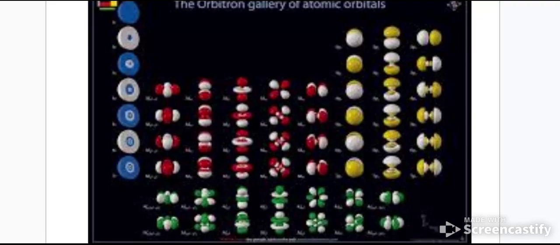Okay? You can see the D's getting pretty complicated looking. Your F's are insane, which is why we won't talk about them. And your P's, more of that dumbbell shape that goes with your P block. Okay, so imagine your periodic table. These are the S block on the left, D in the middle, P on the right, F at the bottom.